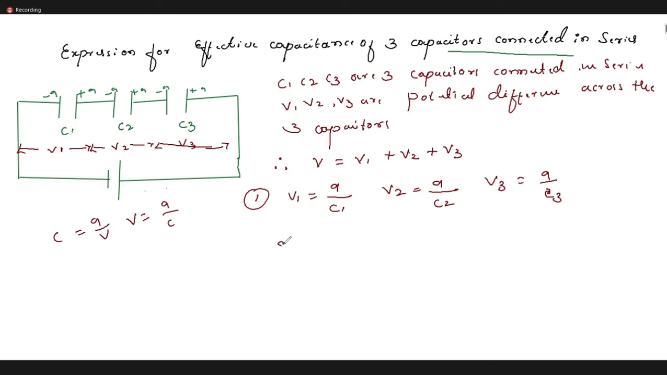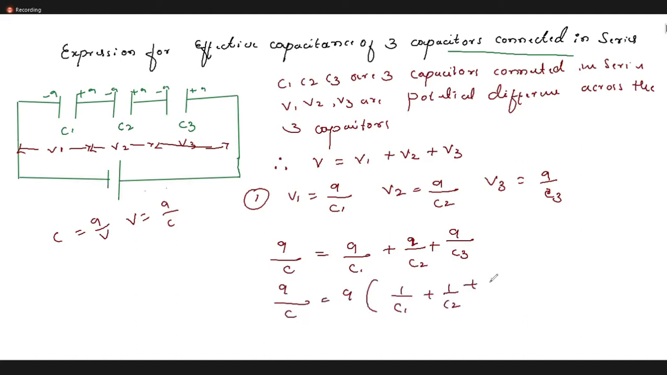So then V is equal to Q by C, which is equal to Q by C1 plus Q by C2 plus Q by C3. Let me take Q common on both sides: Q times 1 by C1 plus 1 by C2 plus 1 by C3. Let me cancel Q on both sides. Then the equation becomes 1 by C is equal to 1 by C1 plus 1 by C2 plus 1 by C3.